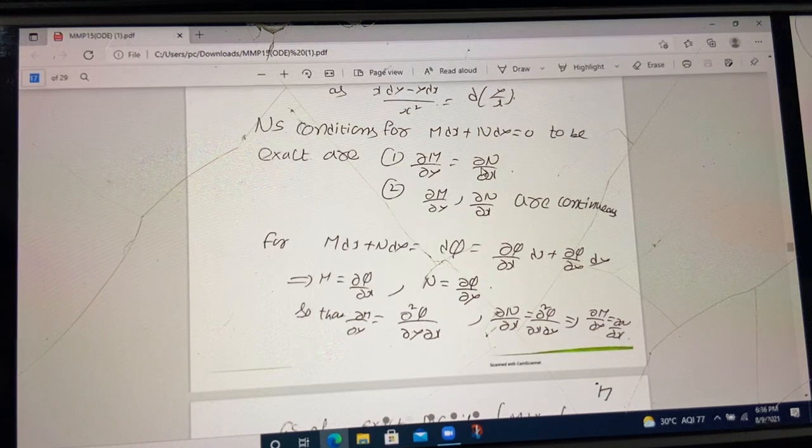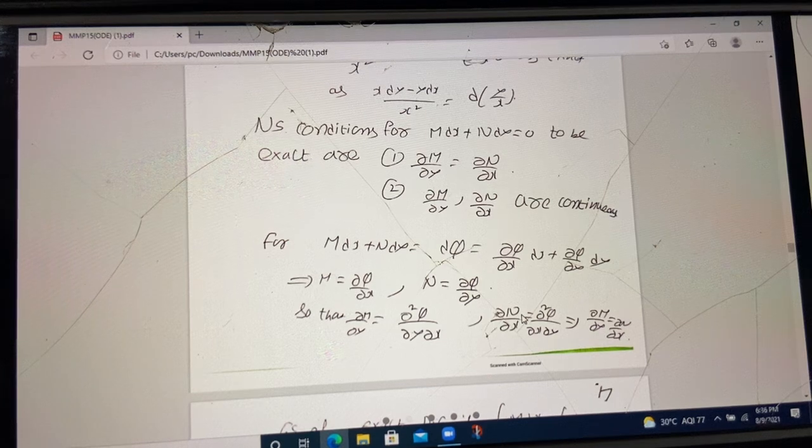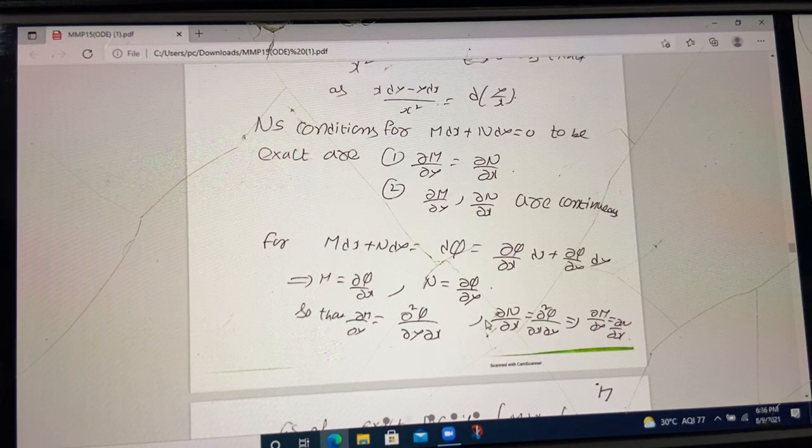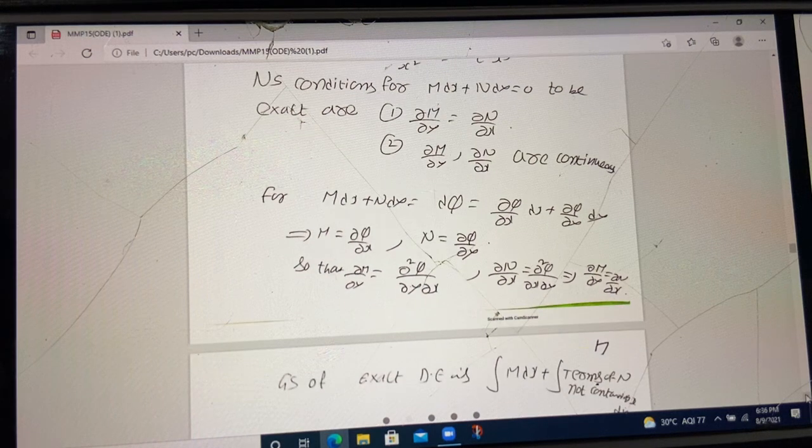Therefore, what is the condition for exactness? You need not derive this in the exam, but in the interview, if they ask you, can you explain how you got this condition? You should be able to do it. From the entrance exam point of view, remembering only this condition is enough.